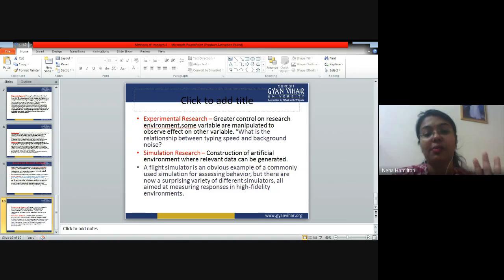Again, what is experimental research? Experimental research is basically that kind of research in which some kind of a medical research is involved, some kind of a scientific study is involved, or some kind of specific studies are involved where two variables are being used.